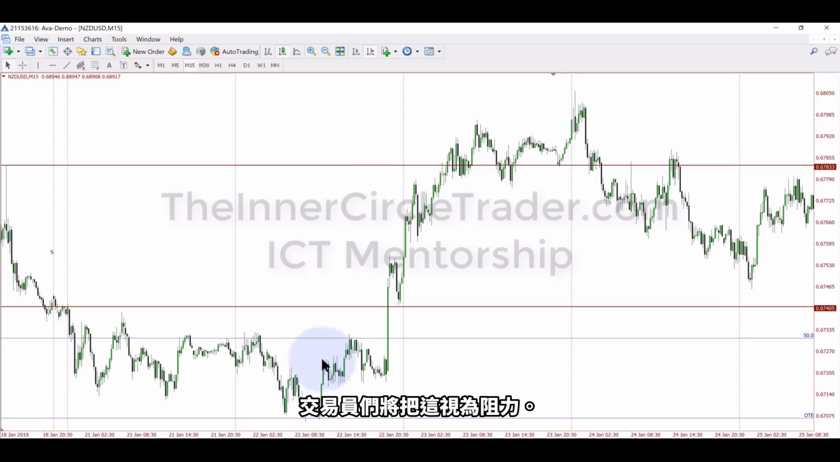Price runs back through, breaks market structure. Traders are going to see that as resistance. They're going to try to sell it. They hold price around in there, run away with them, come back. They're going to say, okay, well, we broke this old high here, so now support is broken. It's going to be bearish, and it's not.